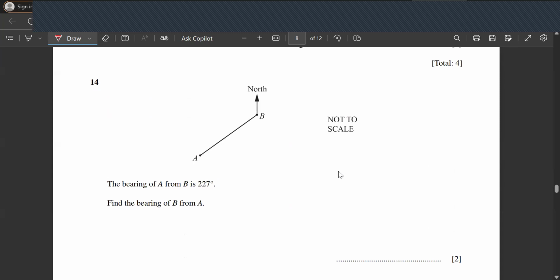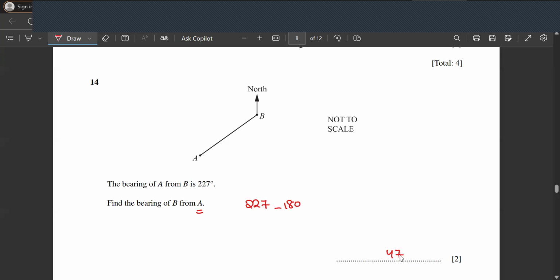Okay, look at this question. The bearing of A from B is 227. This is simple bearing, that's what I was talking about. Given a point, it needs the other point. But the angle given, 227, is it greater than 180 or smaller than 180? It is greater. So if you want this angle, it will be 227 minus 180 equals 47.